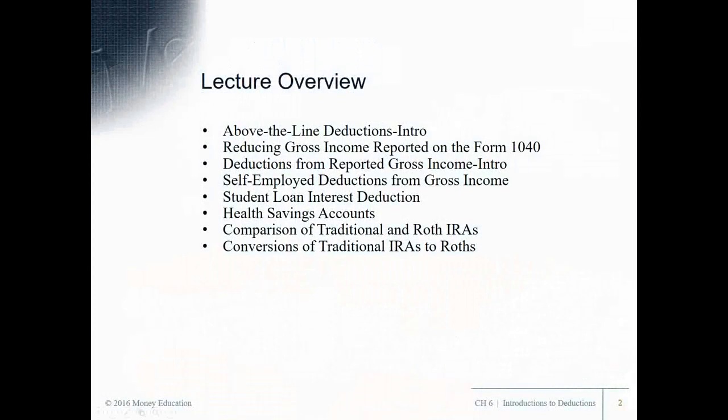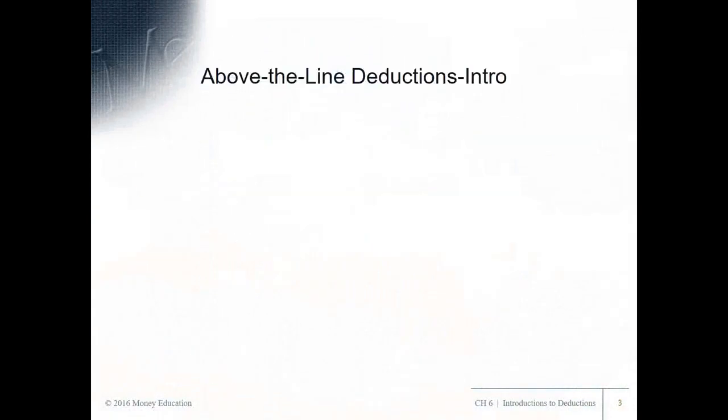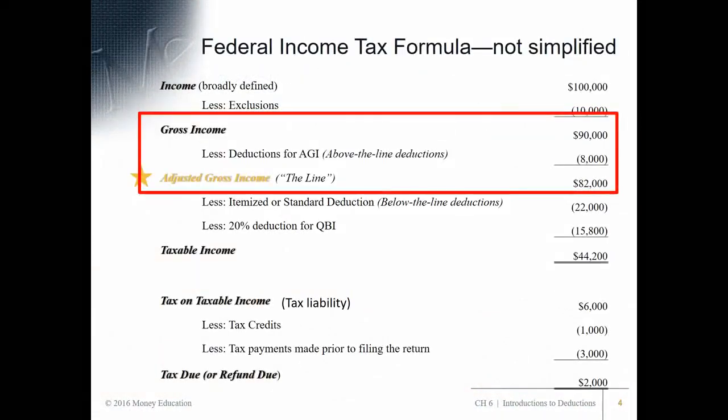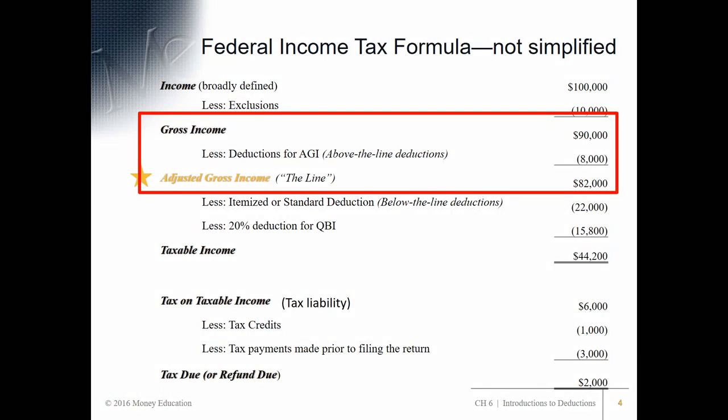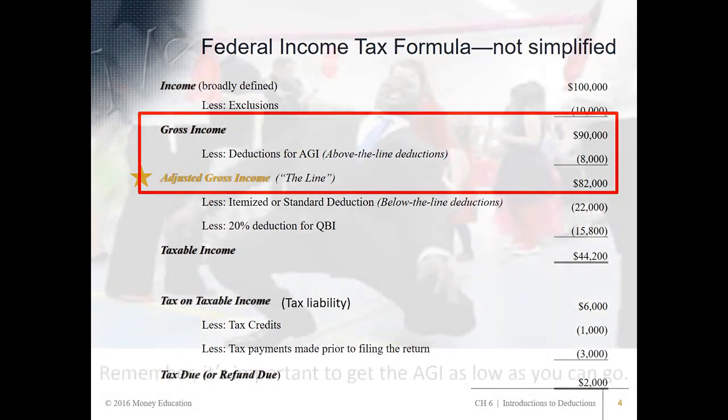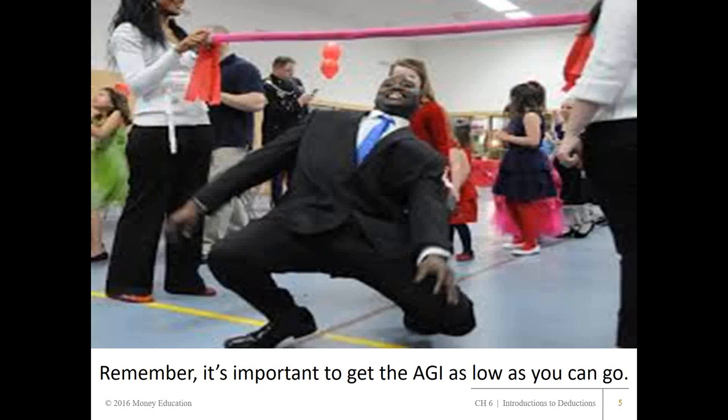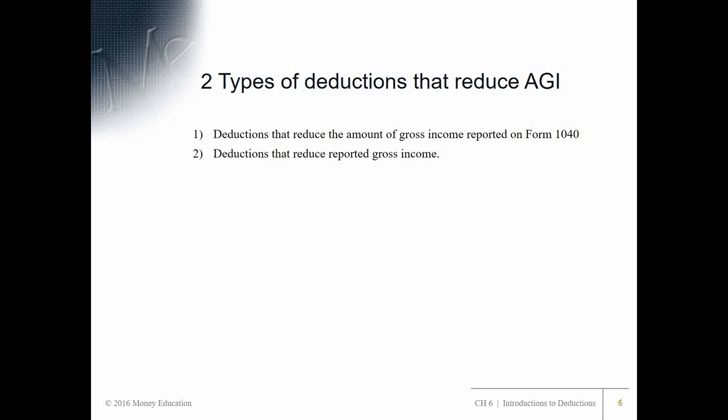Okay, here's our lecture overview and above the line deductions intro. So here we are in the tax formula. We want to get gross income down as low as we can without actually giving up income. We just want to reduce reported income. And we're going to look at some deductions from gross income to get to adjusted gross income. And remember, it's important to get AGI as low as you can go because AGI is used for many phaseouts for deductions and credits.